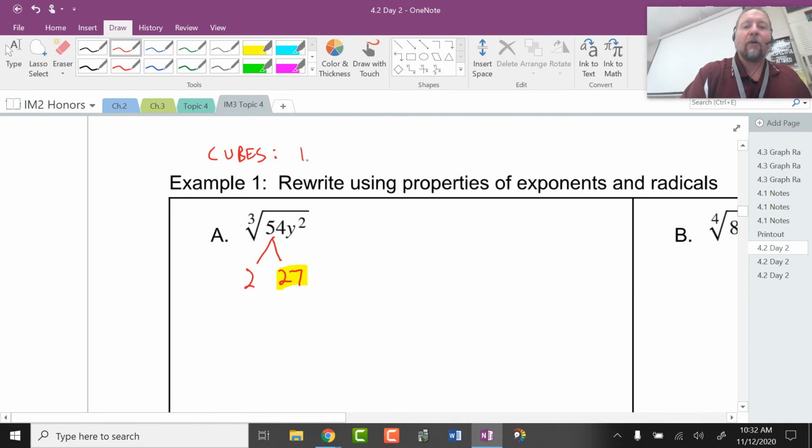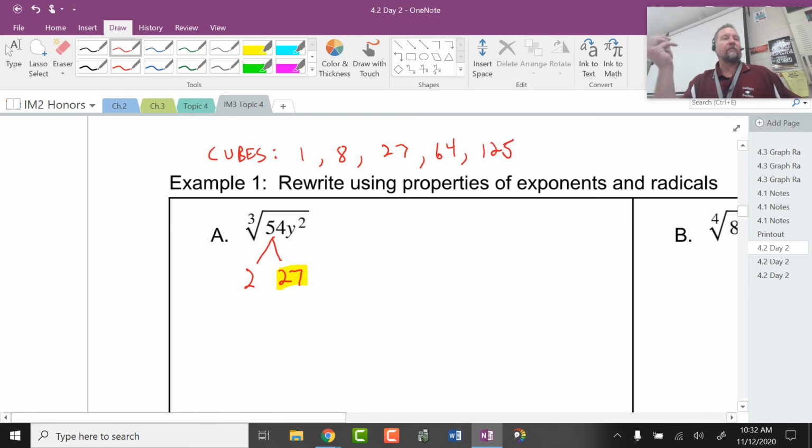You know, the perfect cube of 1 is 1, the perfect cube of 8 is 2, the next one's 27. 3 cubed is 27, 4 cubed is 64. And at least we should know 5 cubed is 125. We should know these perfect cubes so we can stop here and rewrite this in our head like this.